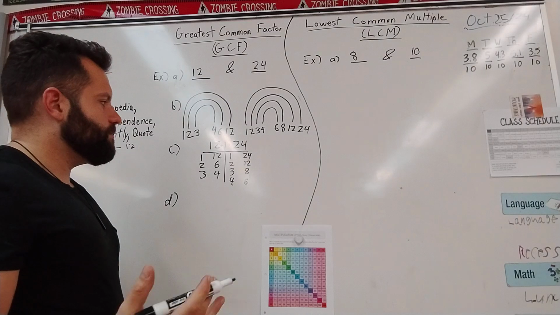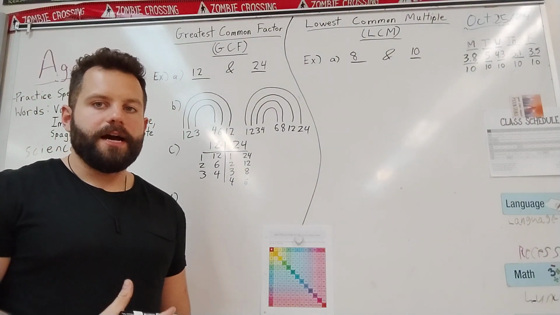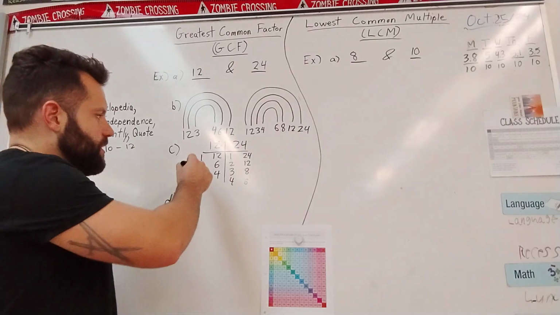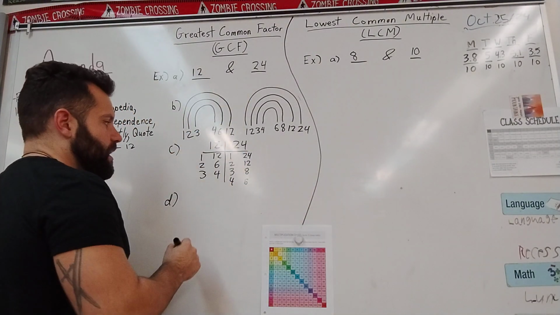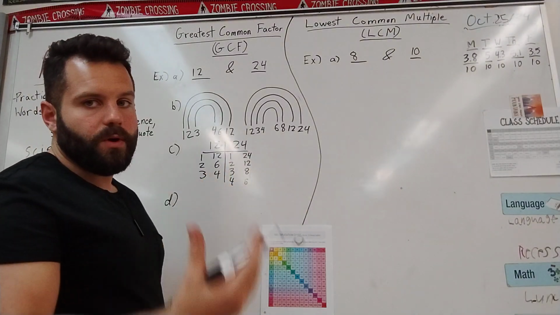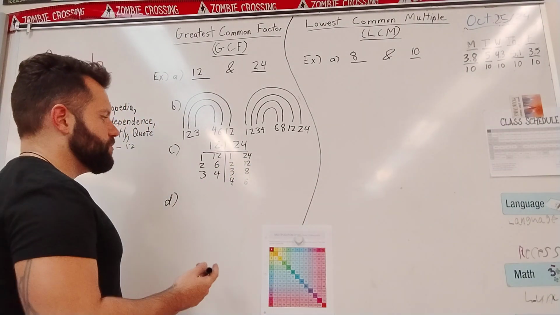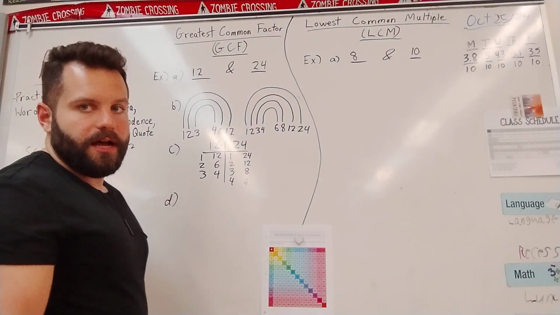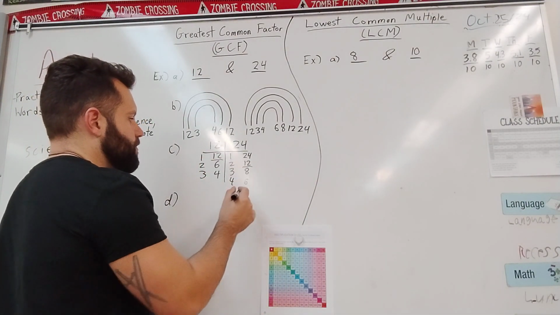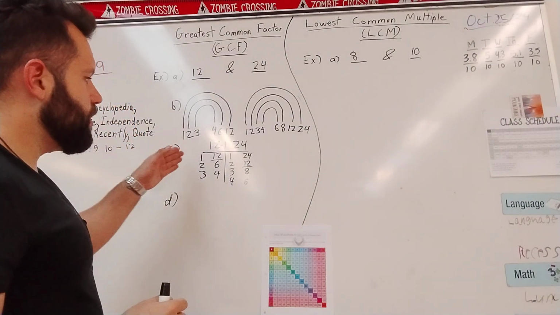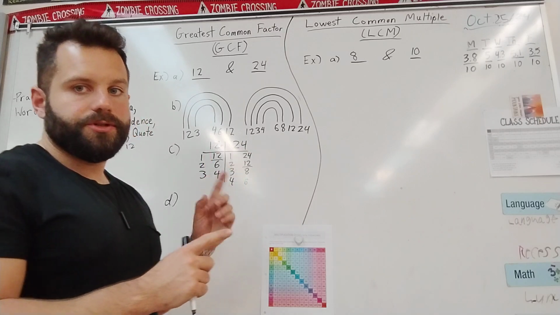Now that I see all of my factors, I simply have to identify the biggest common factor, the biggest number that shows up for both of these numbers as factors. I know it's not 1, even though they are common. 1 is not the greatest one. It's not 2, they are common, but 2 is not the greatest one. The greatest common one, as we can see, is 12, because 12 shows up as a common factor in both 12 and 24, and it is the biggest one that both of the numbers share.